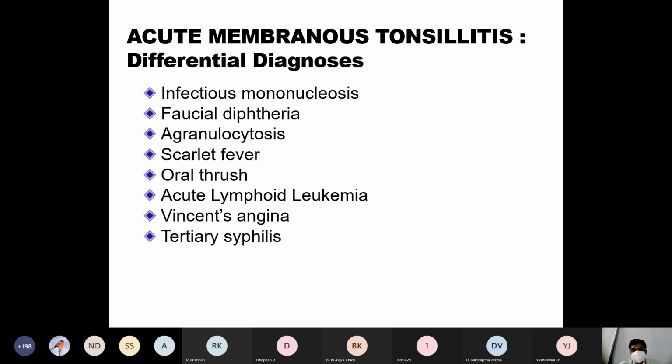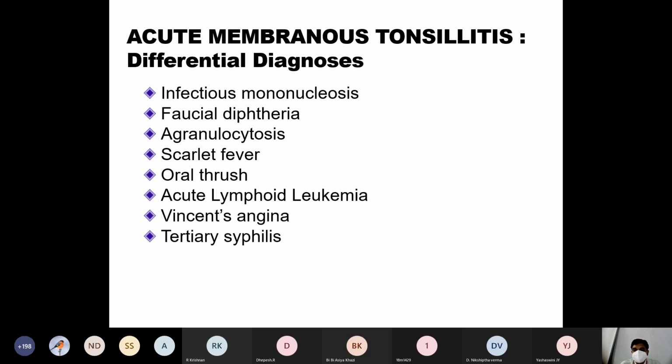Among these types of tonsillitis, the acute membranous tonsillitis has a significance because it can occur due to several other conditions other than just bacterial infection of the tonsils. The other conditions which can cause membrane formation, one is infectious mononucleosis.